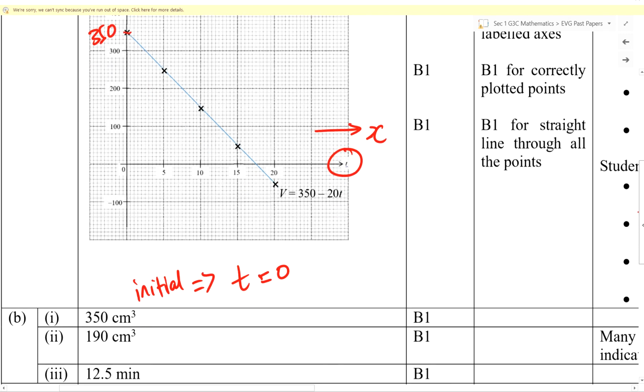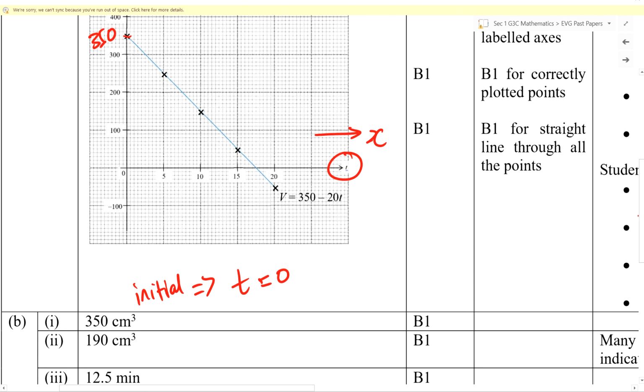Now part 2, the volume at 8 minutes. So identify where your 8 minutes is. This is 9 and this must be 8. So draw a line up. This gives us a value of 190. So look carefully. 190 cubic centimeters.